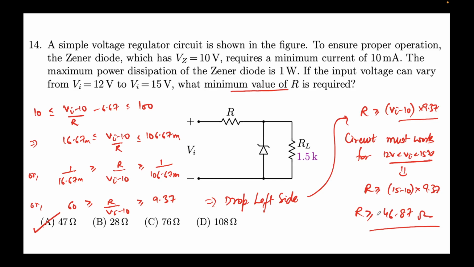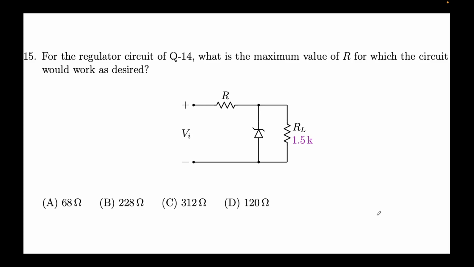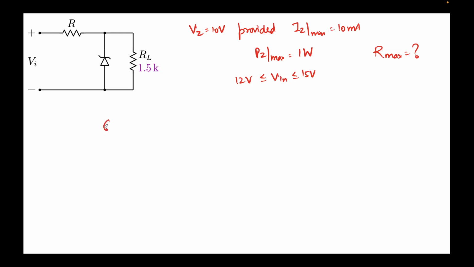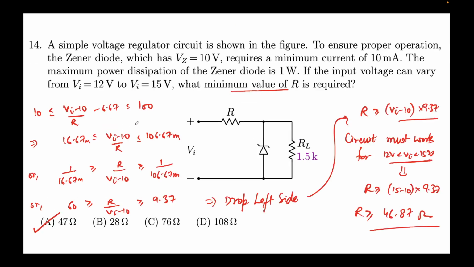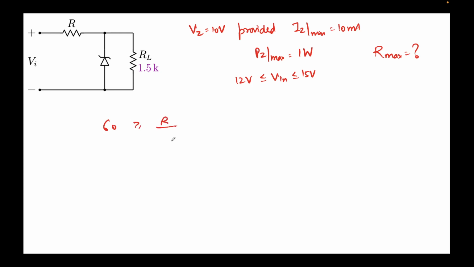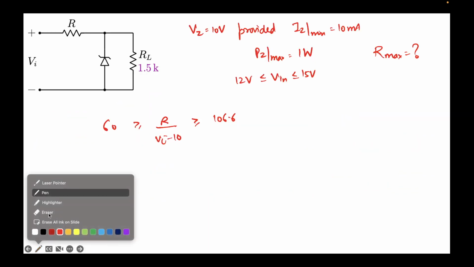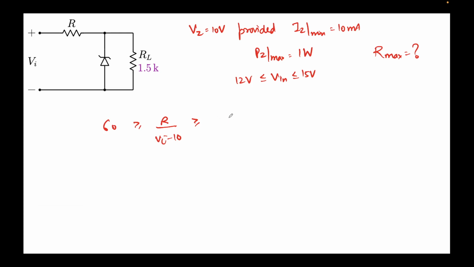All right, so here we have calculated the minimum value of R. Now the second part asks what is the maximum value of R. So again, remember that we had obtained this expression: 60 greater than or equal to R over Vi minus 10, greater than or equal to 9.37. Now we want to find R max. This means we'll use this inequality. So what we'll get is R less than or equal to 60 times Vi minus 10.